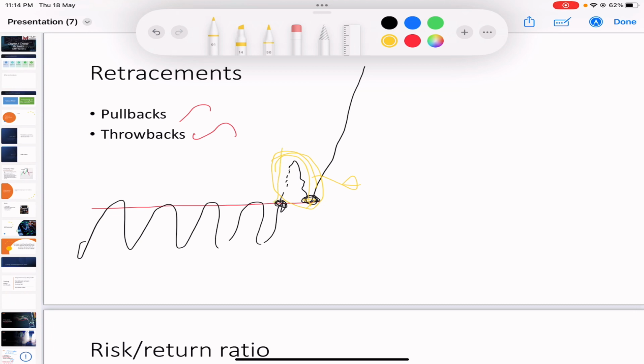So this, it went up and it came down. That is what is known as a throwback. That means that it threw itself back to the initial zone. Okay, so that is my throwback.